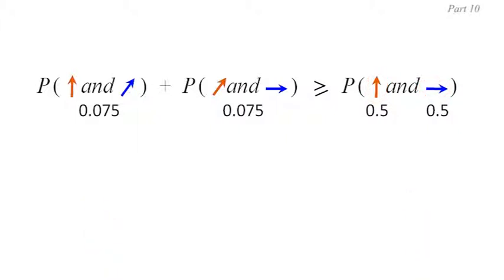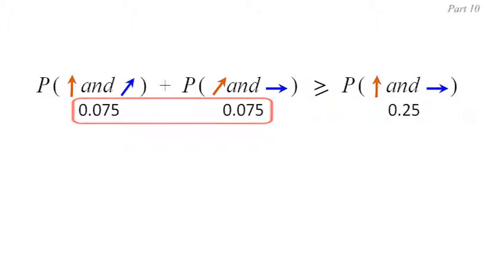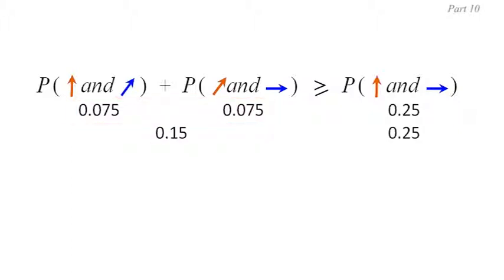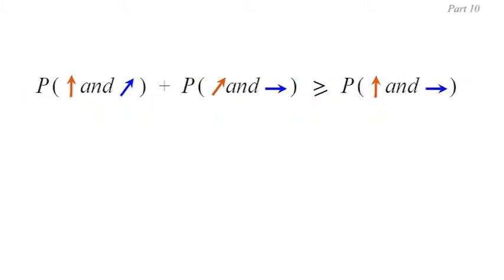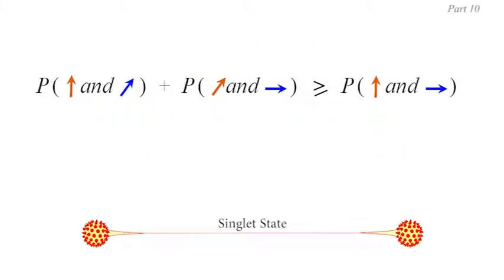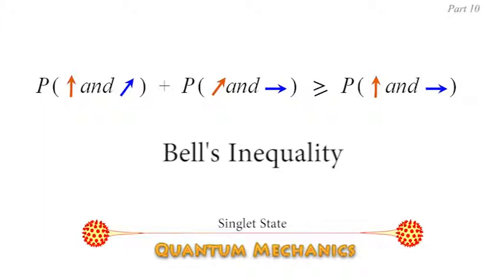This multiplication gives 0.25. Adding the terms on the left, we end up with an inequality which says 0.15 must be greater than or equal to 0.25. We have, according to quantum mechanics, an inequality that does not hold. 0.15 is not greater than or equal to 0.25. In other words, from the behavior of entangled electrons according to quantum mechanics, it is clear that the Bell inequality is not satisfied.